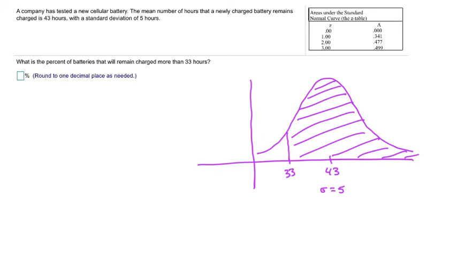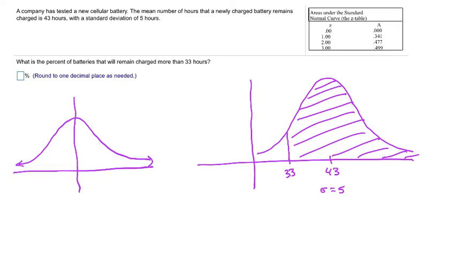Well, we can figure that out by going back to our benchmark of the standard normal distribution. And so with the standard normal distribution, we have a distribution that's symmetric around the y-axis, and we have a standard deviation of 1 in this case. And so what we want to know is what is the z-score that's going to correspond to our x value of 33.